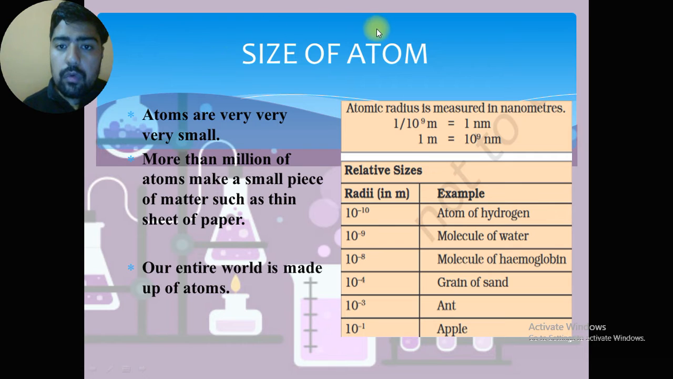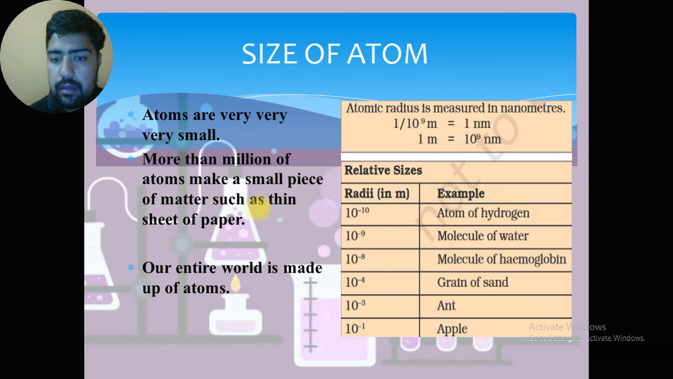Now we would discuss about the size of atom. Size of atom is very small. Atomic radius is measured in nanometers. You can realize how small it is. It's actually beyond our imagination. More than millions of atoms make a small piece of matter such as a thin sheet of paper. Even whatever sheet we are taking is also made up of millions of atoms. So you can realize how small atom is.